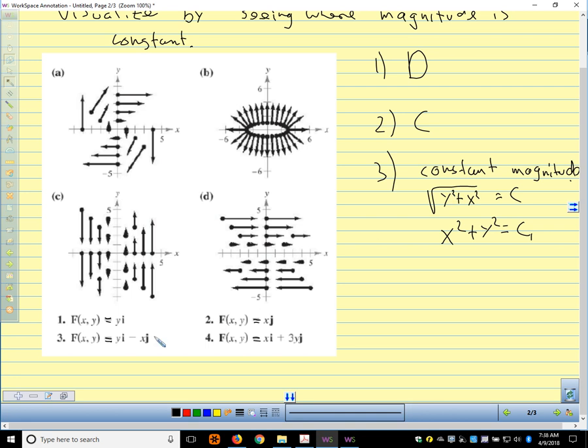The magnitude of this vector is square root of y squared plus x squared. So we just found the magnitude and set it equal to a constant. So this is going to match A.